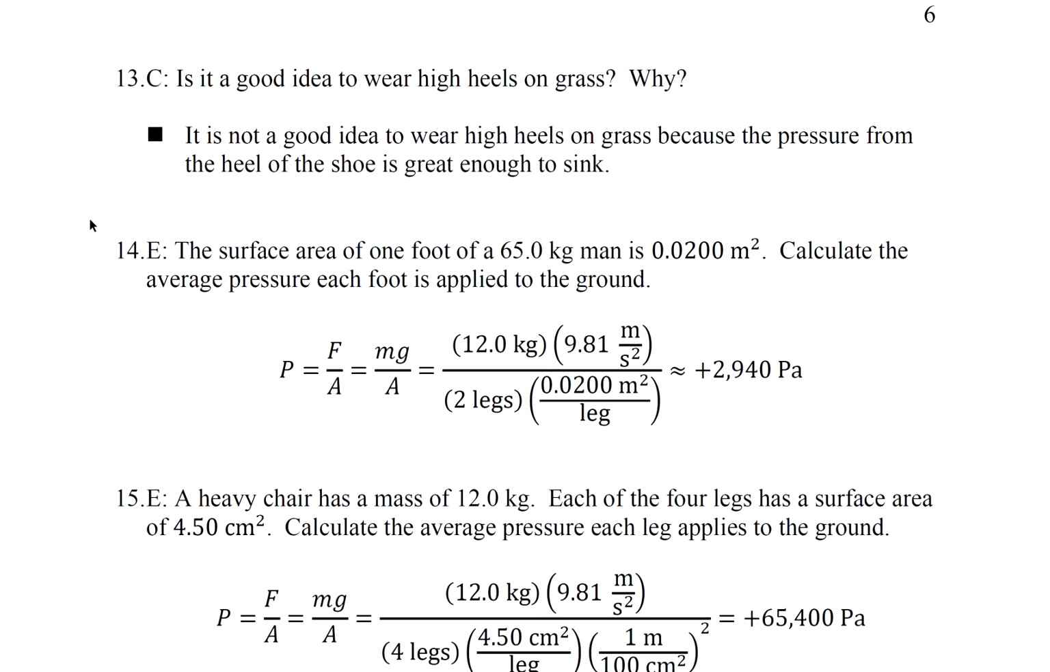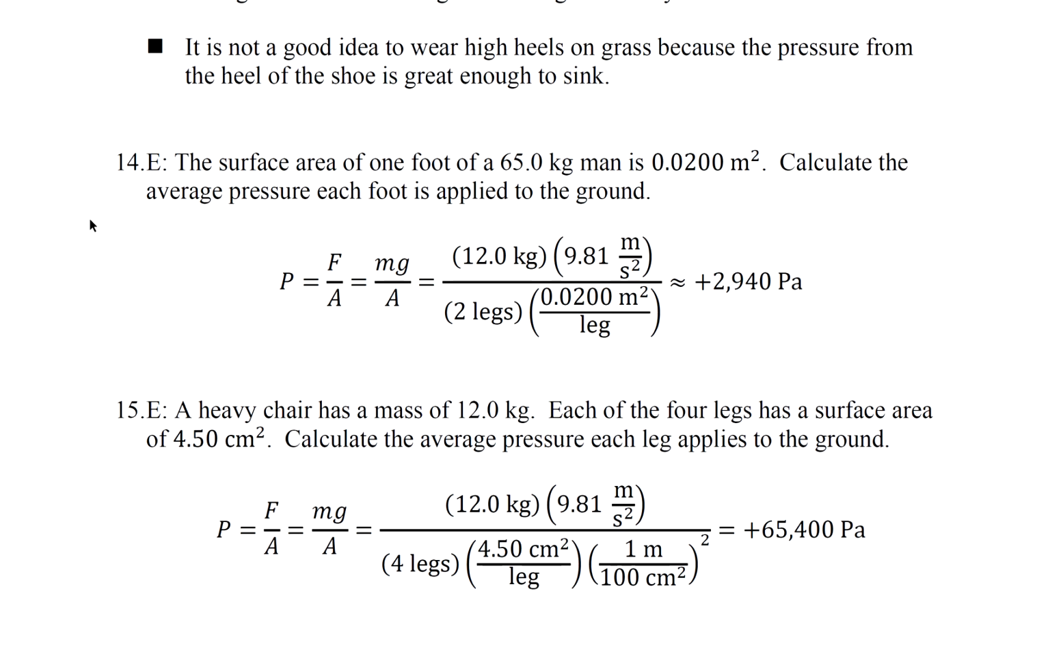Question 14. The surface area of 1 foot of a 65 kilogram man is 0.02 meters squared. Calculate the average pressure each foot is applied to the ground. So pressure is force per unit area. This is a mistake. This should say 65 kilograms here, not 12. So 65. So fix this part and you're going to get a different answer.